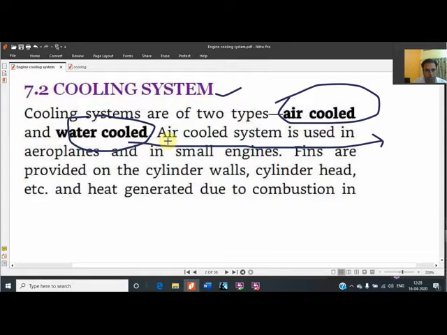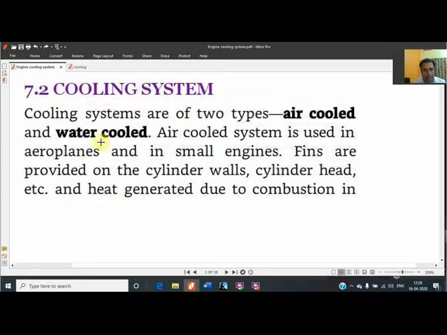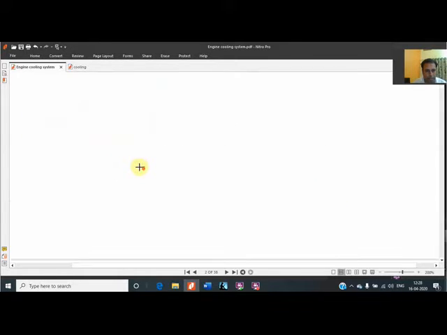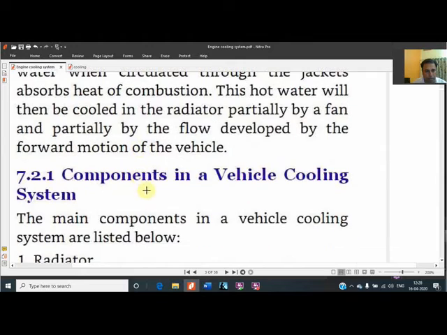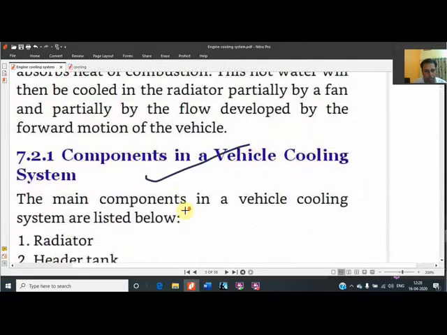So fin type cooling system we won't cover that much. We will cover the water cooled system. This will be our main priority, the water cooling system. What else will be covered today is the components of the vehicle cooling system. We will cover each and every component.